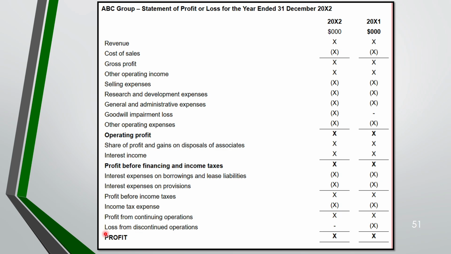And finally the profit. You see, these three are bold because only these three subtotals you need. One, operating profit, all the income expense from operating activity. Next, profit before financing and income tax. This is your investment category. And then profit, it takes all operating, investing, and financing, and also income tax and discontinued.